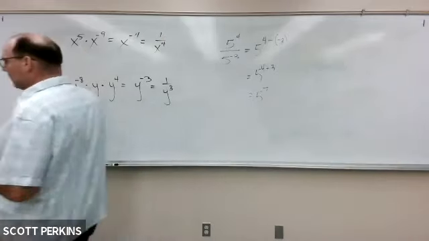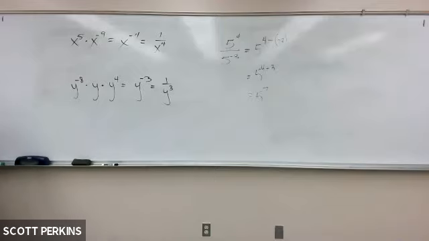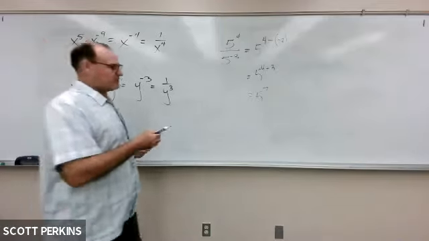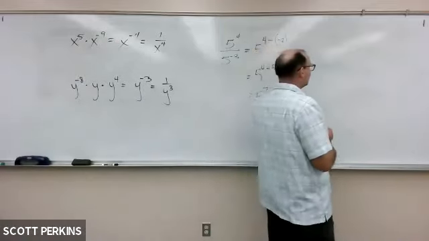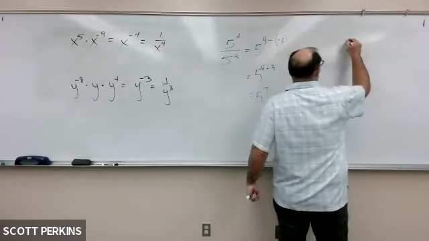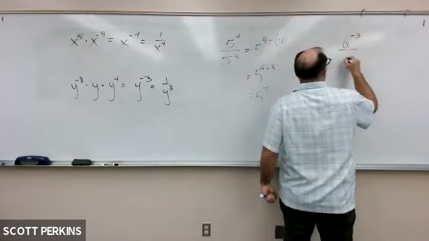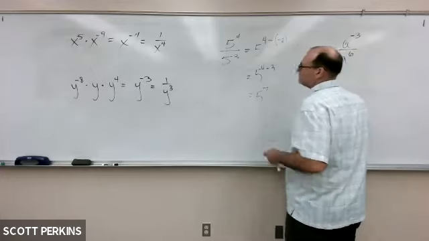Here's one for you. I got a couple problems that you're going to do just like this. So I would like you to do this first one. Let's say that you have a to the negative third divided by a to the sixth power.